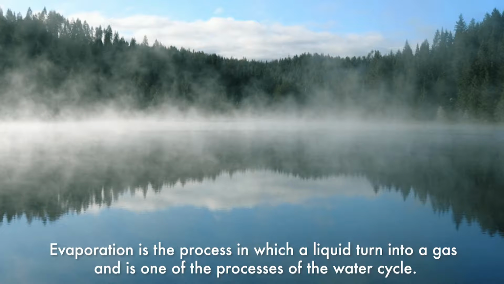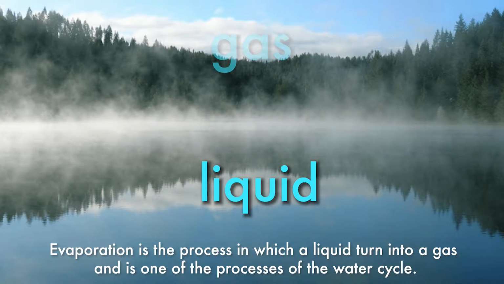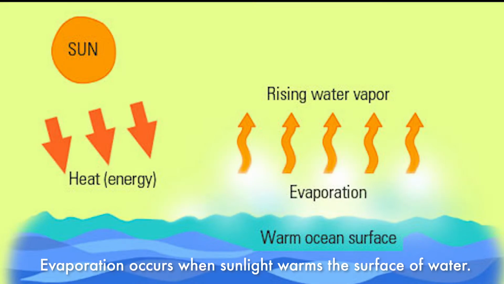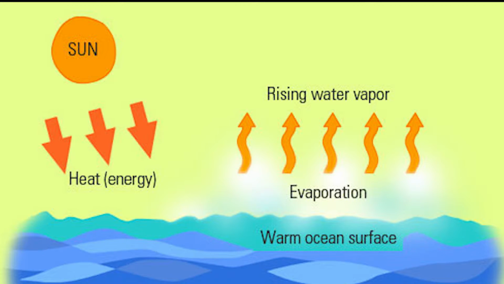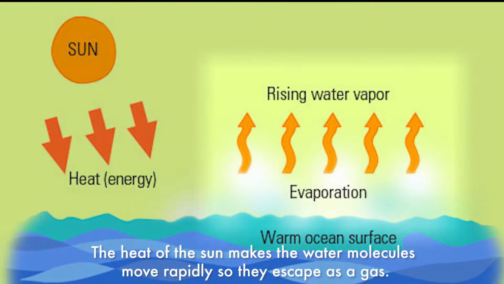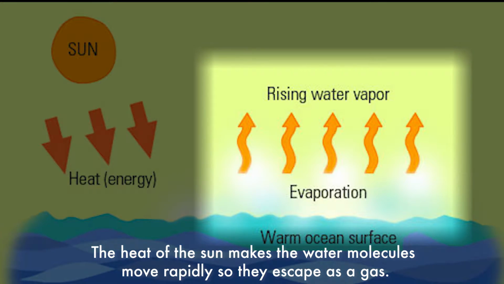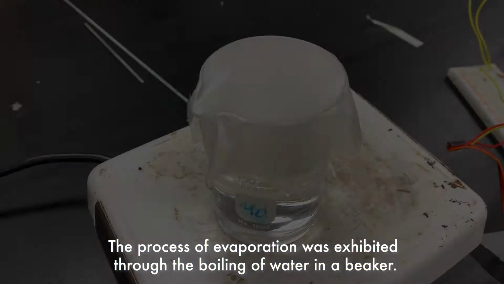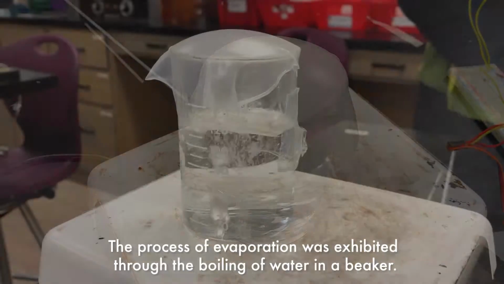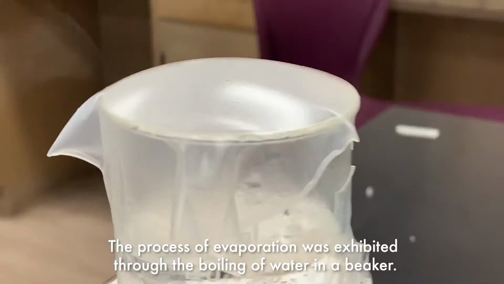Evaporation is the process in which a liquid turns into a gas and is one of the processes of the water cycle. Evaporation occurs when sunlight warms the surface of water. The heat of the sun makes the water molecules move rapidly so they escape as a gas. The process of evaporation was exhibited through the boiling of water in a beaker.